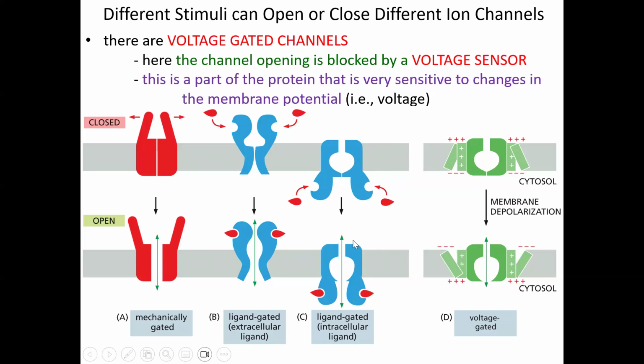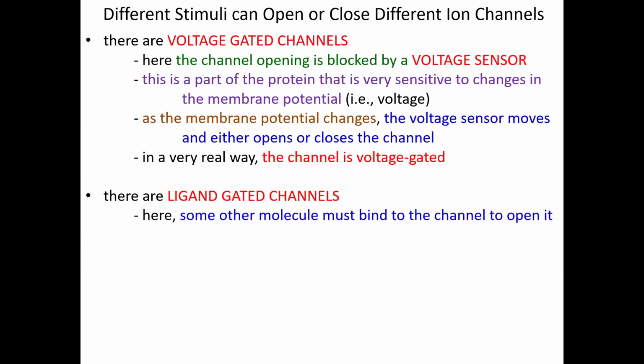Sometimes when the ligand binds, the channel opens. Sometimes when the ligand binds, the channel closes. But the net result is that the state of the membrane channel is controlled by the binding of a ligand. So some other molecule binds to the channel, and in this scenario, opens it, or something binds to a channel and closes it. What kinds of things do we mean?